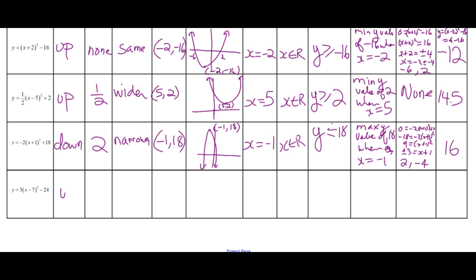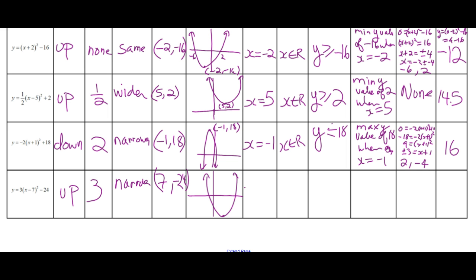Up or down? Vertical stretch. We want to sketch that. So it opens up. It's at 7, -24. This one won't work that way, because with a vertical stretch of 3 to go up 24 units, I'd have to go 8, and 8 would actually be square root of 8 units, which means these intercepts won't be nice.